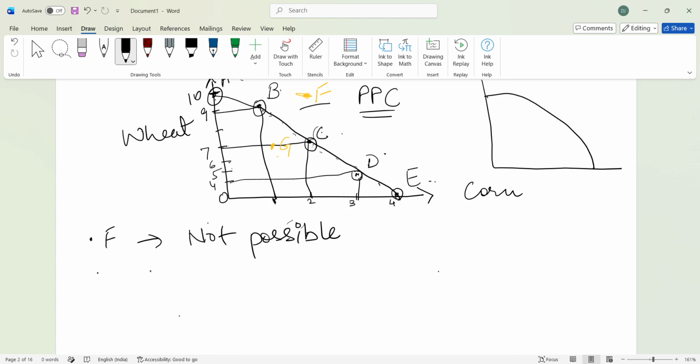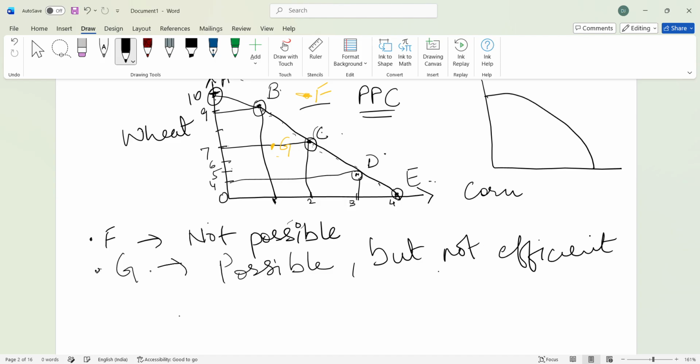Okay. Then if I come to point G, what does point G tell us? Point G is possible, right? I can obviously produce point G. If I can produce C, which is the most efficient point, I can also produce point G, right? I can actually have 7 units of wheat and some 1.3 units of, let's say, corn. I can definitely have that, right? But then it's possible, but not efficient, right? Why? Because I am underutilizing my resources out here.